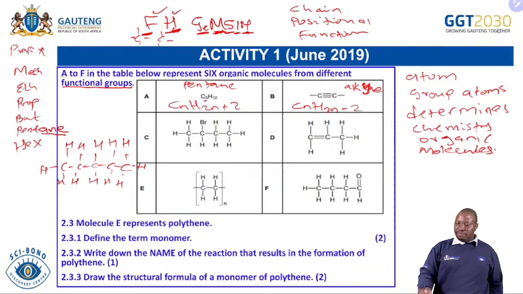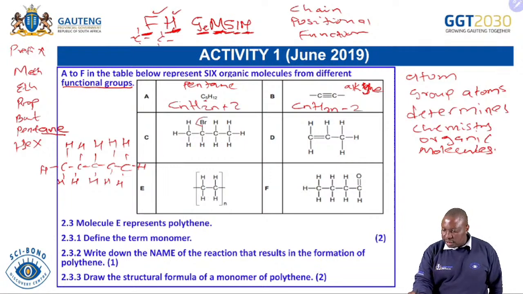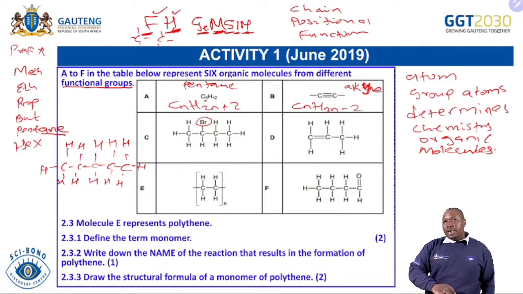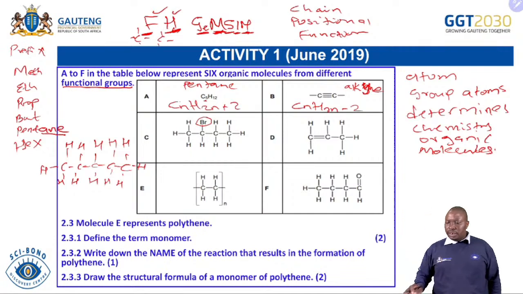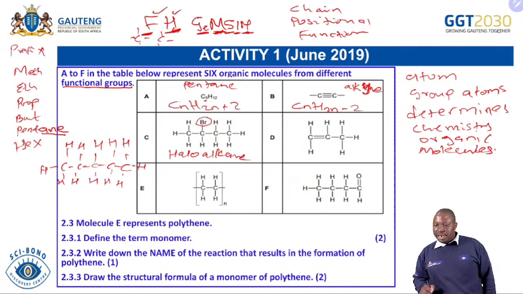If you look at number C, for example, you will say, what is the functional group? You can see that it is bromo. A functional group is what makes it different from others. So you can see that bromo is the one that is bringing the difference. So you are able to say, okay, this is a haloalkane. Why? Because it has a halogen there. That halogen makes it a haloalkane.